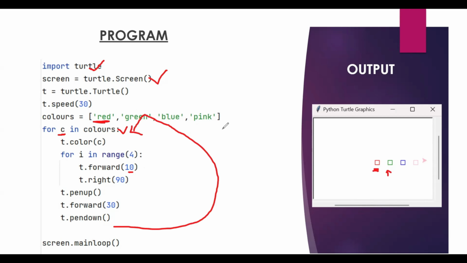Now this time c will be green. That's why it is drawing a green square. Then it will be blue. Then it will be pink. After that, the program will terminate. Hope it's clear.